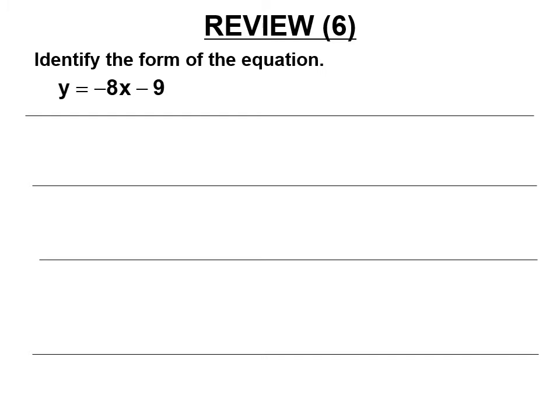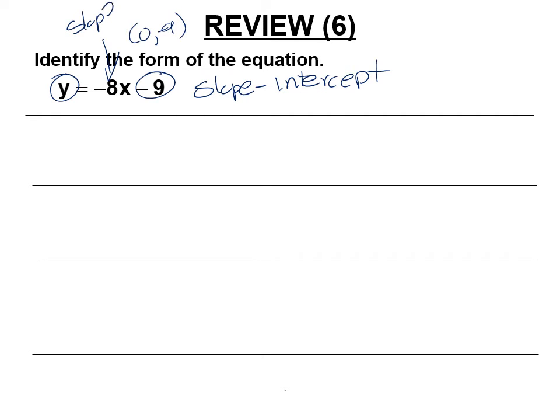All right, so what form is that in? Because on the test, I'm going to say put it in this form, and you better know what that is. All right, so this is slope-intercept, right? You know it's slope-intercept when y is all by itself. You can just look and see the y-intercept is (0, -9). You can just look and see the slope. That's how you know slope-intercept.